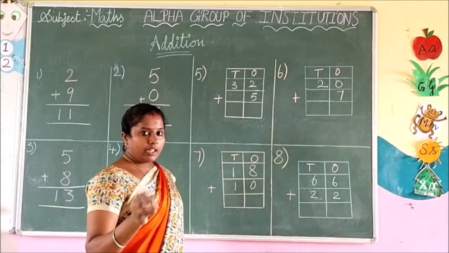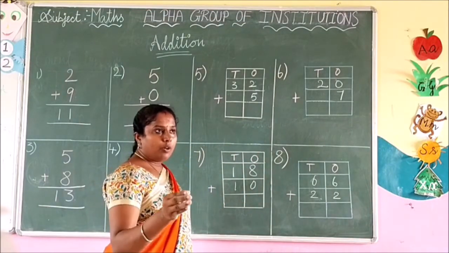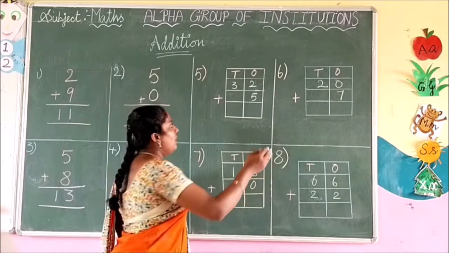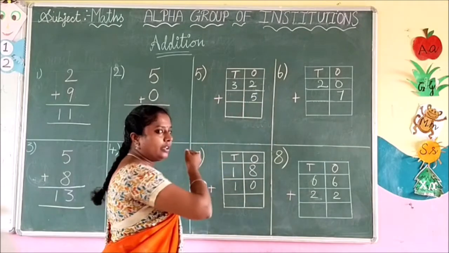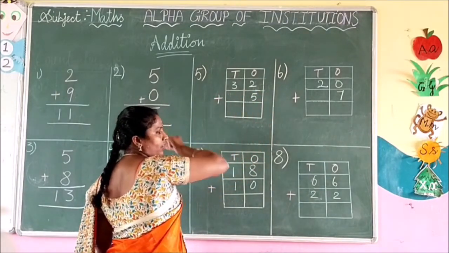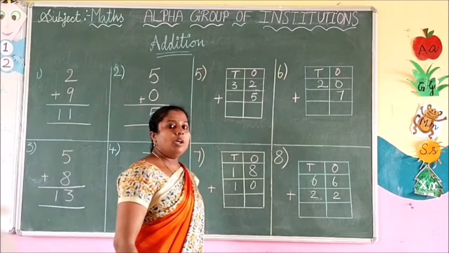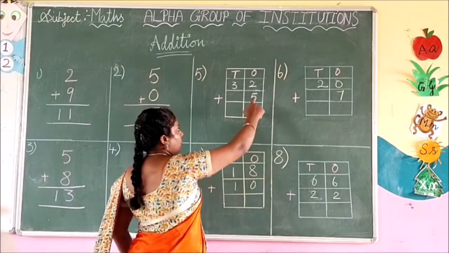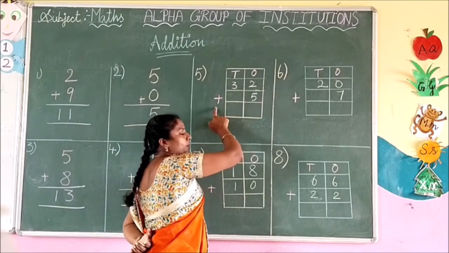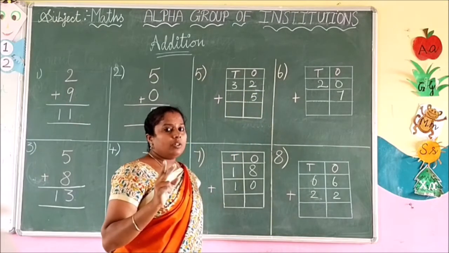Whenever we do addition, subtraction or multiplication, we have to go from right to left. This is the right hand. So from this way we have to move on. First we have to start from 1's place. What are the numbers in 1's place? 2 plus 5.